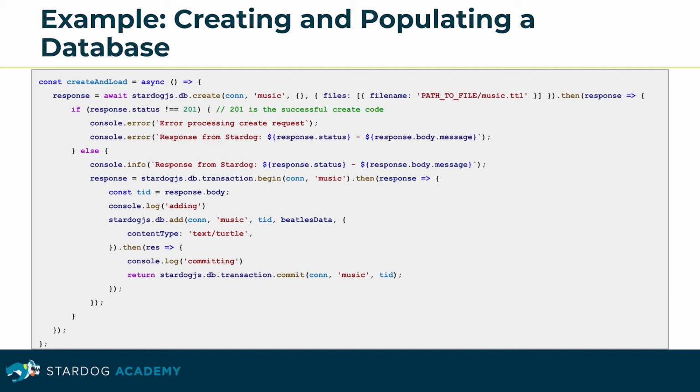Once the data has been loaded, we will commit the transaction calling Stardog.js db transaction commit, passing in the connection, the music database, and the transaction ID.